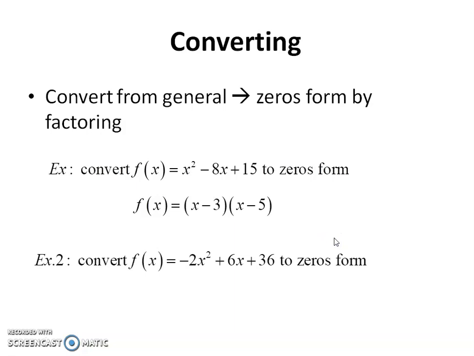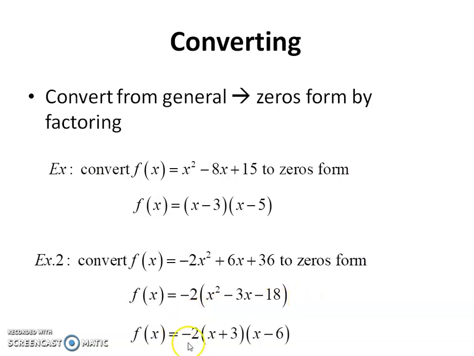And here's another example where there is a GCF. If there is a GCF, I would take that out first, just like regular factoring. I'd remove that and then factor this trinomial. You can pause if you'd like to try. I'm just going to go ahead and show the answer. So this one here would have an a value of -2, and the zeros would be +6 and -3, and that is zeros form.